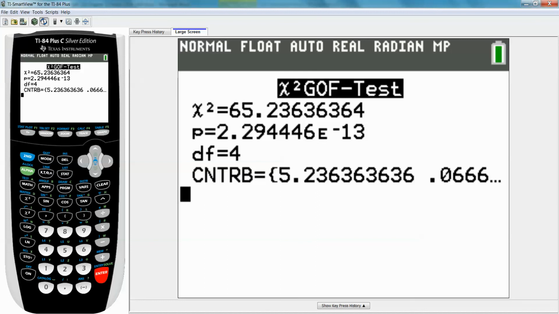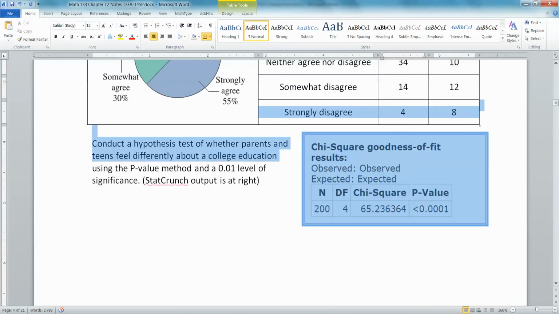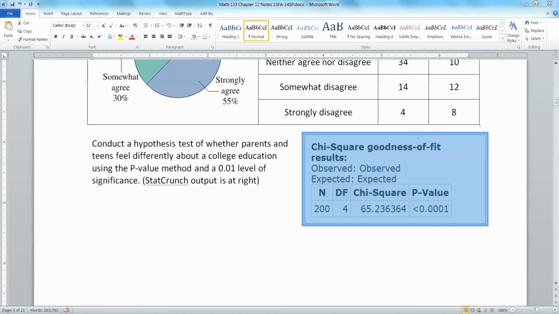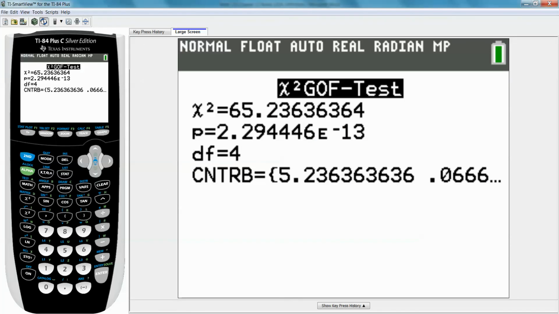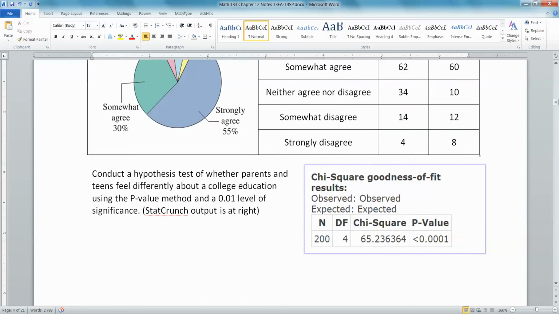All right, let me see if that matches up. Hey, it does. This is what Statcrunch gives us: 65.2 for the chi-square, 65.2 for the chi-square. P-value is 2.29 e negative 13. That means it's 0.0000000000002, right? So 12 zeros and then a 2. So really, really small. Statcrunch basically quits after a few decimal places, so if it's that low, it's just going to say it's really small, less than 0.0001. So that's how to do it with a calculator.